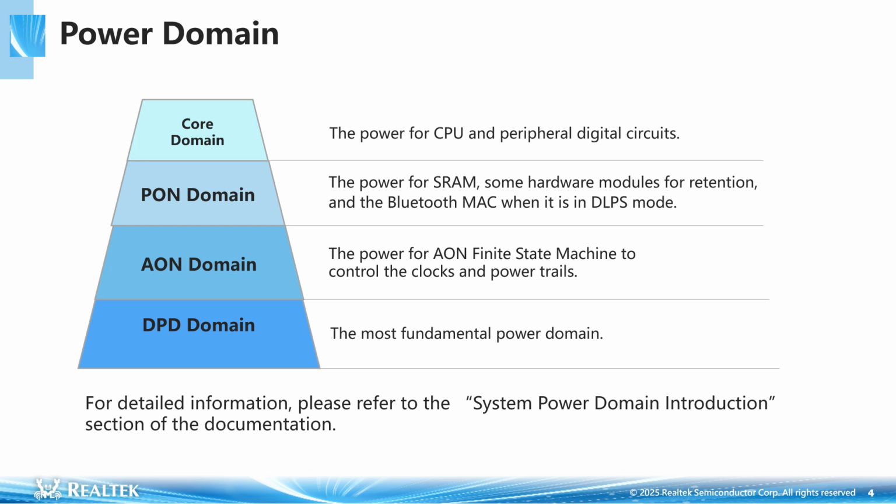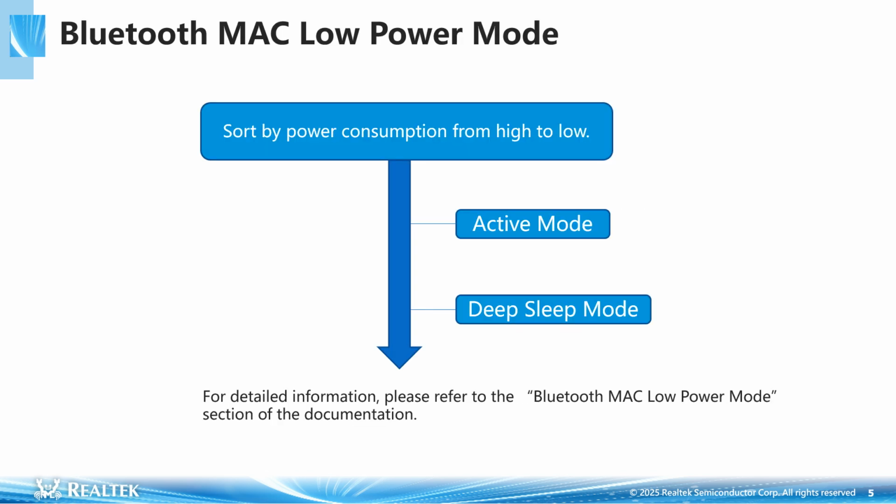Peripherals may reside in different power domains on different models of ICs. For detailed information, please refer to the System Power Domain Introduction section of the documentation. Our IC has a total of 2 power units: the system platform and the Bluetooth MAC. First, let's introduce the Bluetooth MAC low power mode. There are 2 modes, active mode and deep sleep mode, with the deep sleep mode consuming less power. For detailed information, please refer to the Bluetooth MAC low power mode section in the documentation.